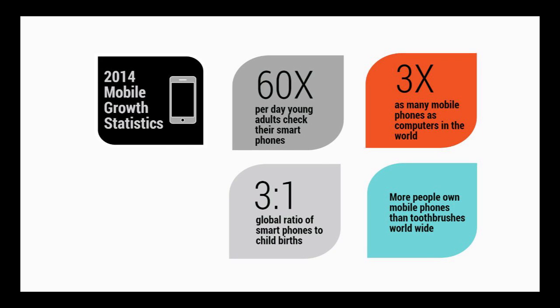Some more mobile growth statistics. 60 times a day is the amount of times a young adult checks their smartphone. There are 3 times as many mobile phones as computers in the world. The global ratio of smartphones to childbirths is 3-to-1. There are more people who own mobile phones than toothbrushes worldwide.